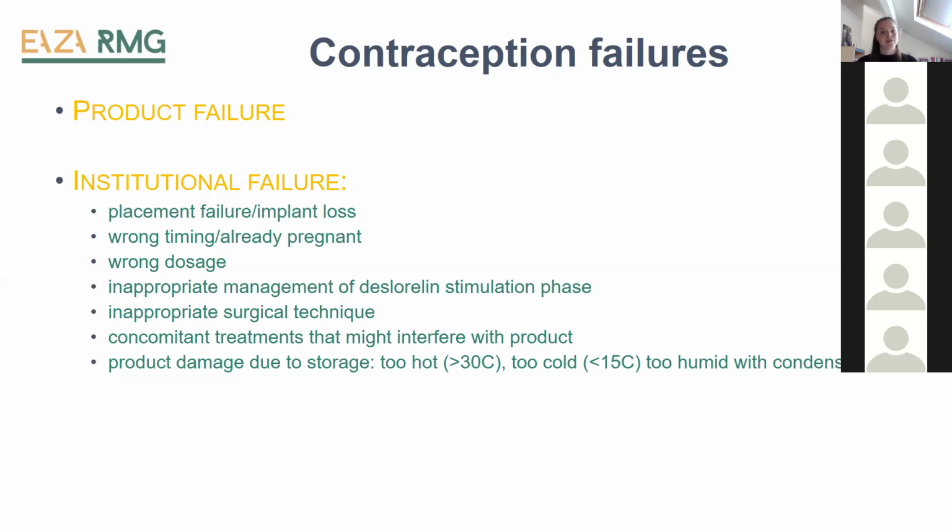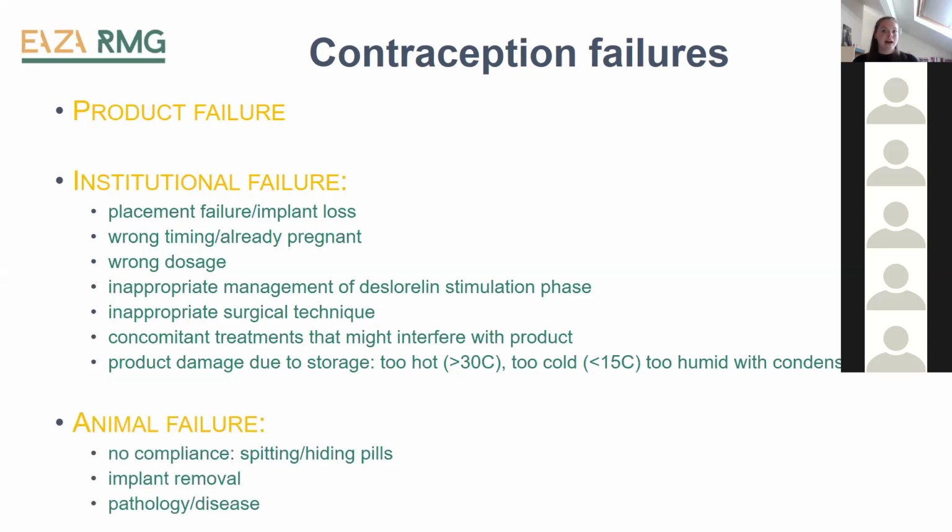We then also have institutional failures. So this tends to be where protocols were incorrectly followed, so incorrect doses were used, or products that aren't known to be effective in certain species were used. For example, if you use deslorelin in a male ungulate, and then that individual went on to sire offspring, that would be seen as an institutional failure rather than a product failure. And also if damage to the product has occurred due to incorrect storage, so if it was stored too hot or too cold, or if there was too high humidity.